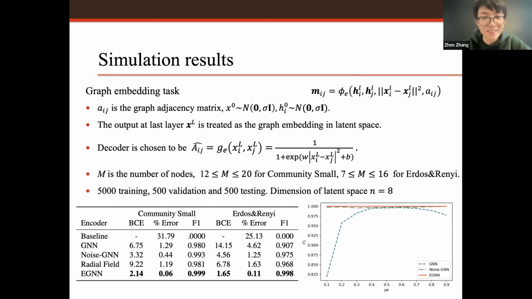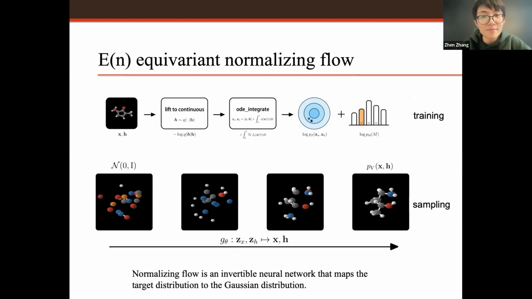Okay. Thank you. So that's for the simulation results of the EN equivariant graph network. And they also propose an extension of the previous architecture into something called the EN equivariant normalizing flow. The task here is slightly different from the previous one. Now what they want to do is not to predict the chemical properties or the motion of the particle, but instead to generate the particle. So this is like a generative model.